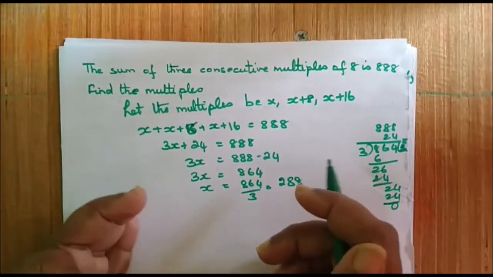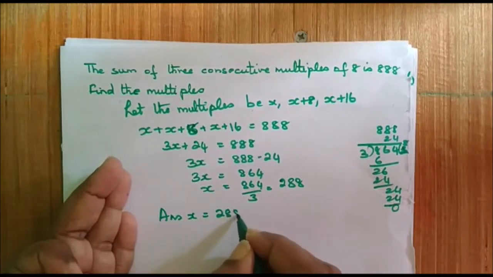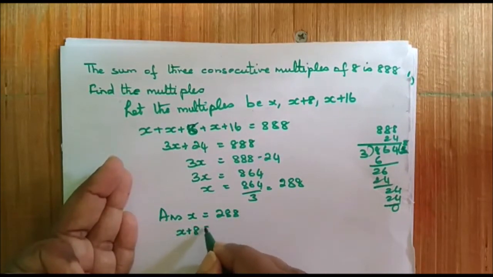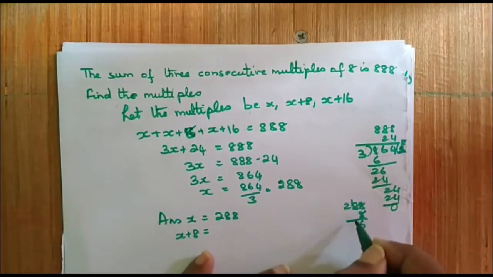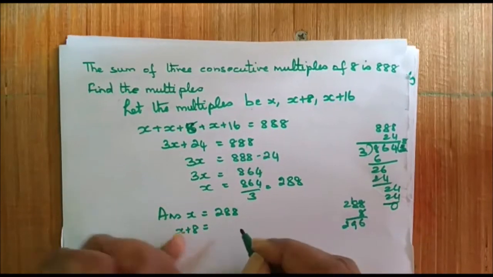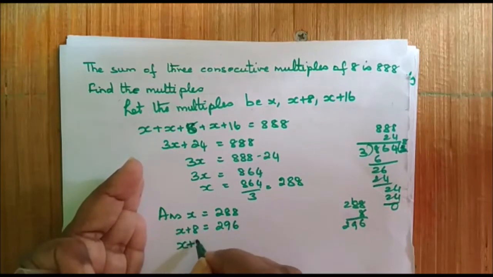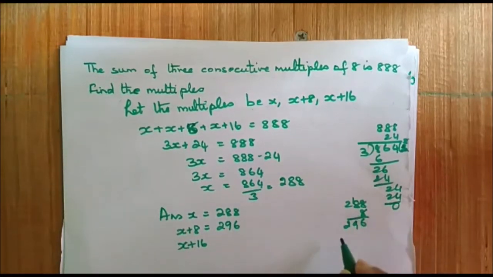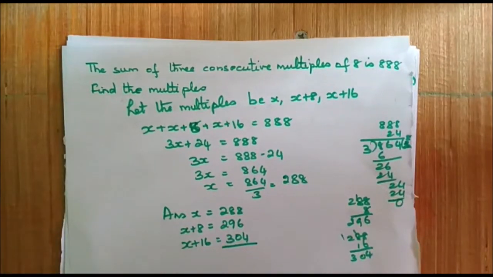x is 288. The answer is x equals 288, and another multiple, x plus 8, is nothing but 288 plus 8, which is equal to 296. I hope you get it. And the next one, x plus 16, that is 288 plus 16, is 304. So these are the three multiples of 8. I hope you understood how we solve this problem.